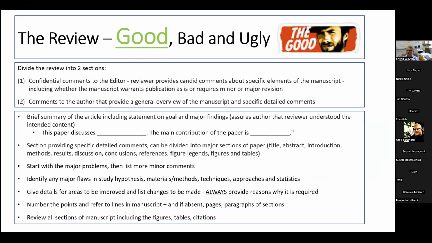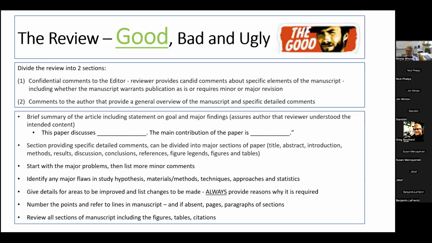And you just give a general overview. You don't need to provide the same comments as you would to the author. You can just submit them to the author because the editor will see it, but any candid or specific comments that you want to make, you can do that to the editor and the authors wouldn't see it.